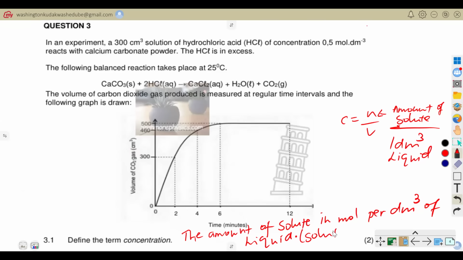So here we are given the concentration of what? We are given the concentration of hydrochloric acid. So this hydrochloric acid is actually having an amount of 0.5 moles in 1 decimeter cubed of what? In 1 decimeter cubed of water. So now let's hear what the question is now saying.